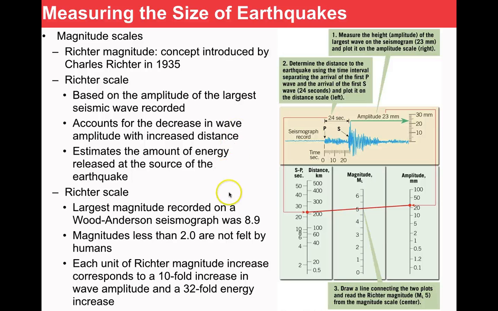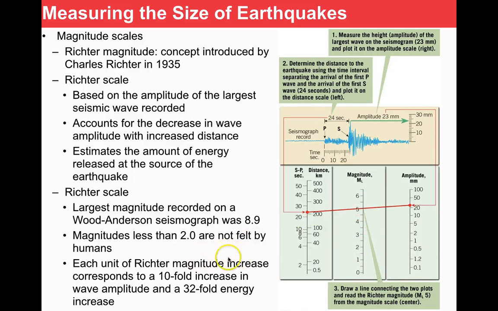So the Richter scale basically works like this. For a long time, the largest that we had ever recorded on a seismograph was a magnitude 8.9. That doesn't mean that there weren't bigger earthquakes than magnitude 8.9 occurring. In fact, several have. But that was the largest that we were able to detect at that time, for a long time, actually. We also note that magnitudes less than 2.0 are not felt by humans. We don't feel them. So anything below 2, we don't feel. And everything above 2, we definitely feel.